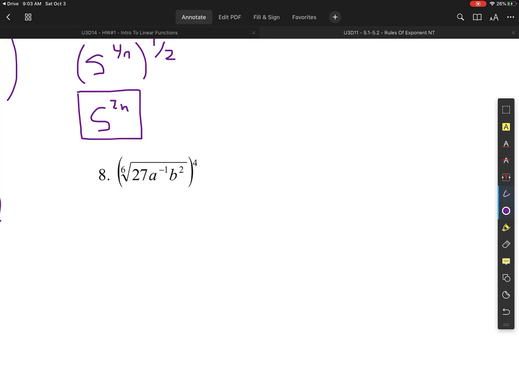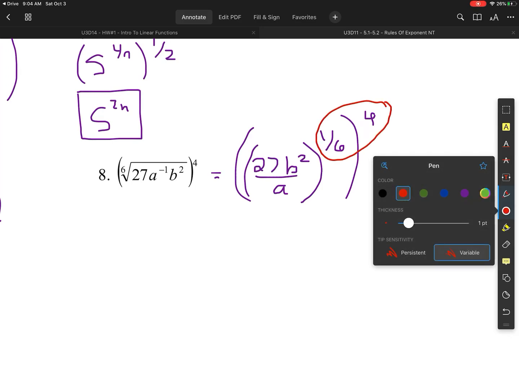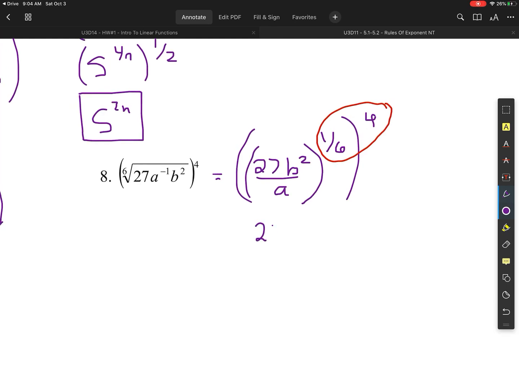Last problem. The key thing here, I'm going to start off, I'm going to drop the negative down, and I'm going to make my rad into a power. So what I have here is 27b squared all over a raised to the 1/6 power, raised to the 4th power. So with my power to a power rule, I'm going to combine these, which is going to give me 27b squared over a, all raised to the 2/3.